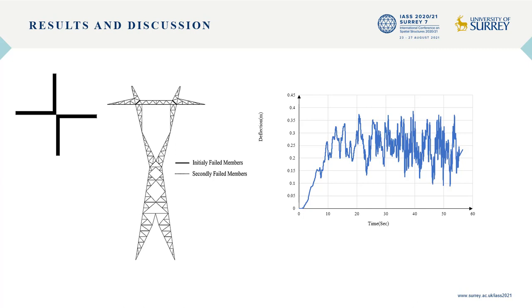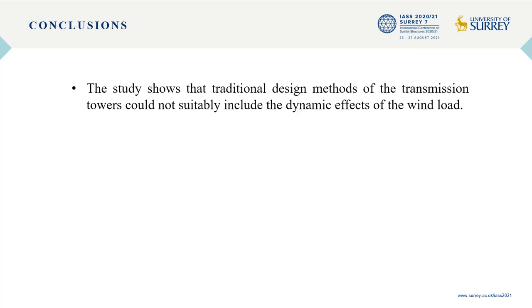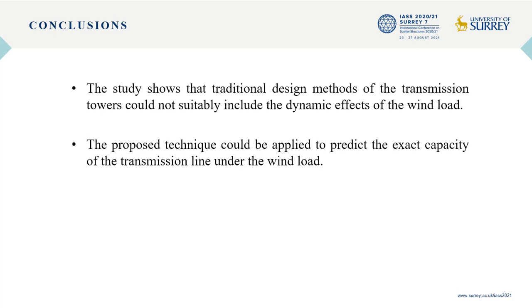This study shows that the traditional design methods of the transmission tower could not suitably include the dynamic effect of the wind load. The proposed technique could be applied to predict the exact capacity of the transmission line under the wind load. This technique can be used in the design of modern transmission lines and to recognize the weakness of the used towers.